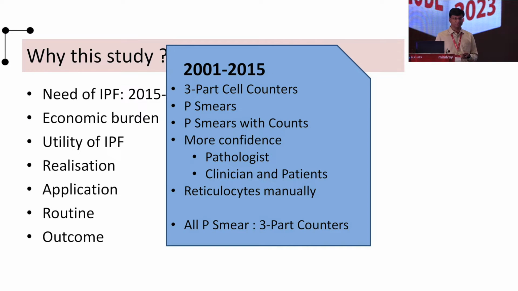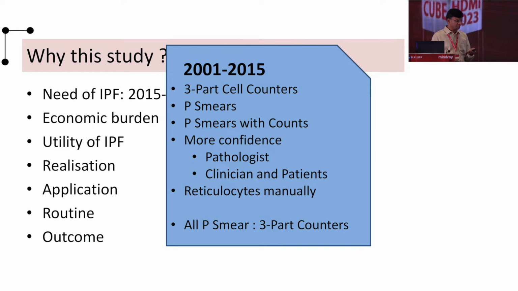Going back to the 2000s, when I began my career, we used to do peripheral smears because some pathologist labs there ran small cell counters and sent the peripheral smears to us. Soon we realized that manual counts were very difficult when the values were low or normal. Then we started using all peripheral smears with 3-part counts. That was mandatory in my lab. It gives confidence to me as a pathologist, and clinicians and patients are also happy.